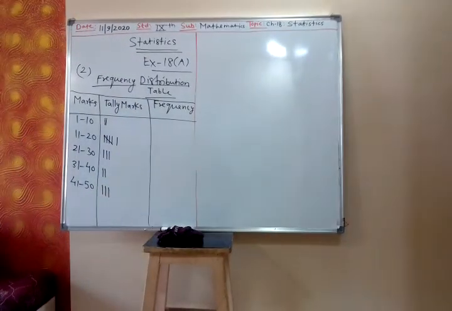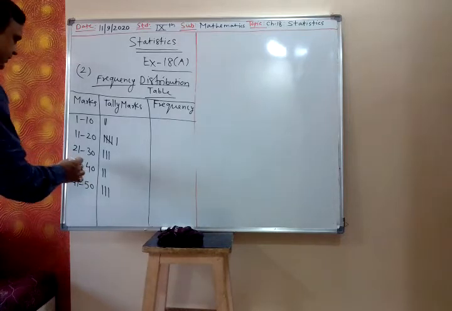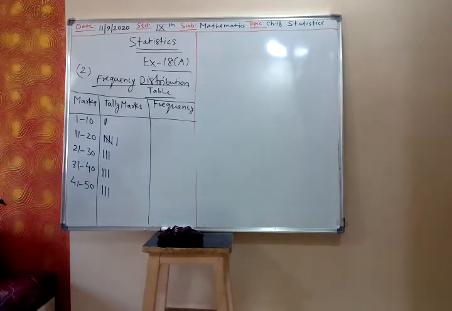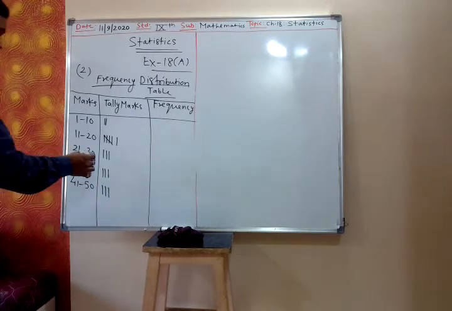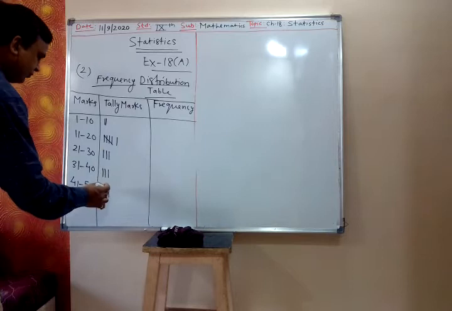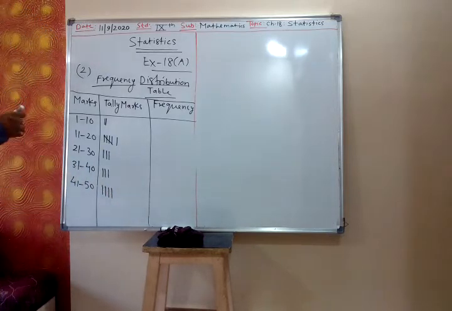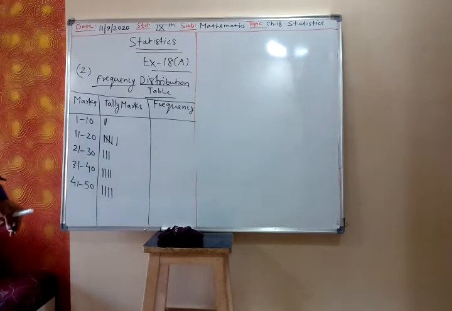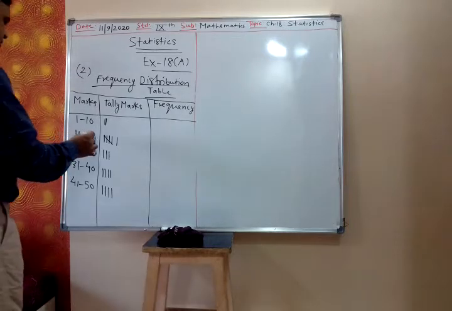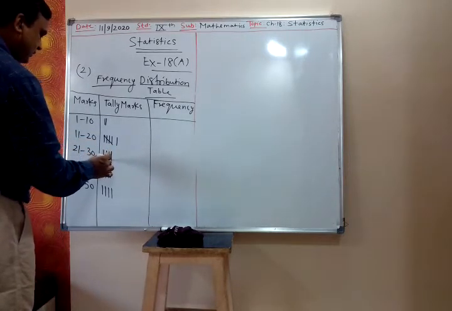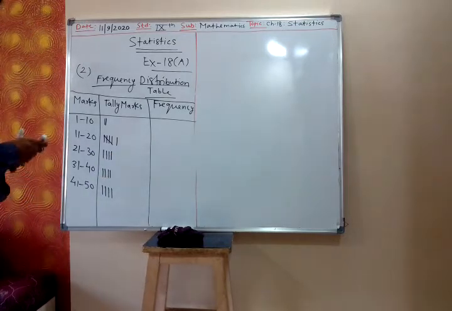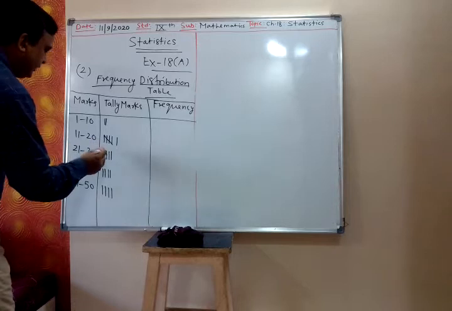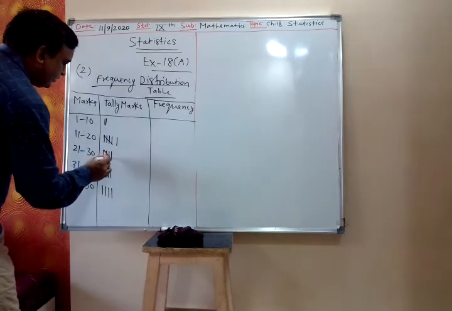Now 36, between 31 to 40. Then 48, 41 to 50. Then 40, 31 to 40. Then 24, 21 to 30. Then 22, again between 21 to 30, but that is the fifth stroke, so you will write that across.